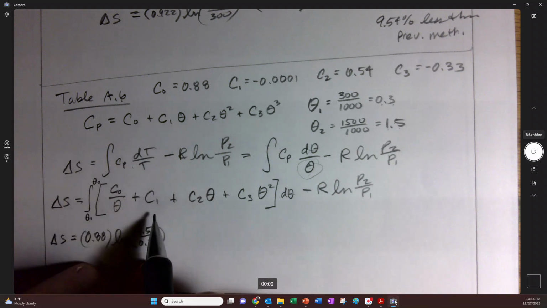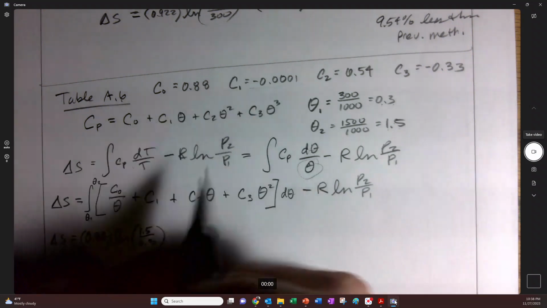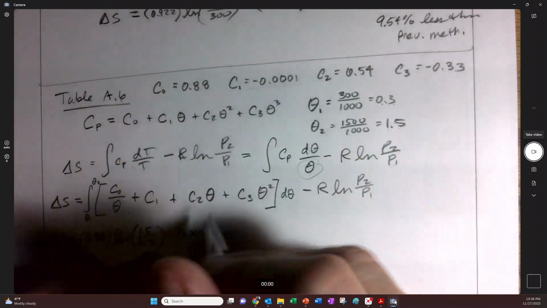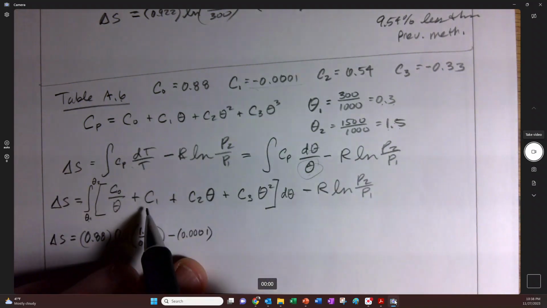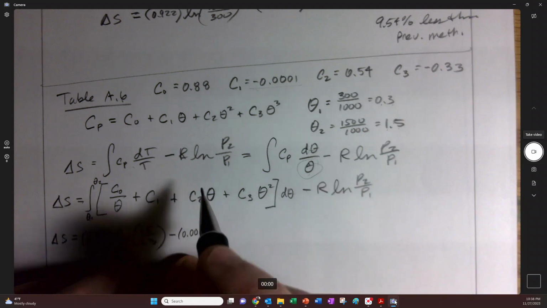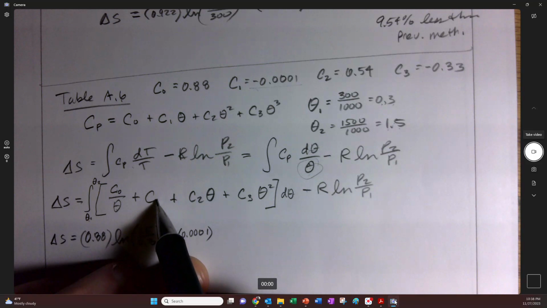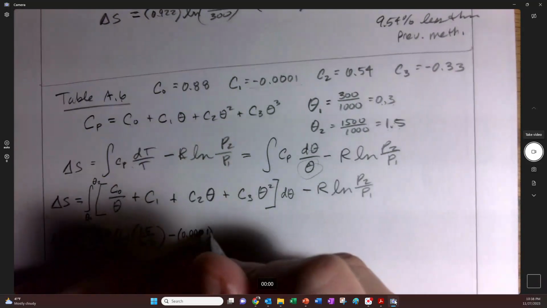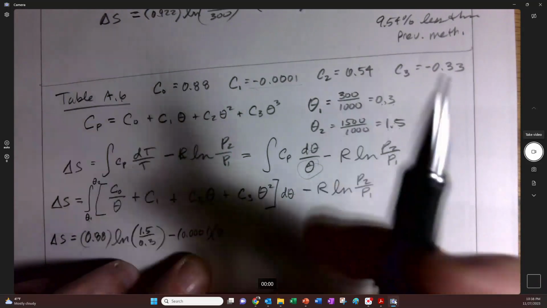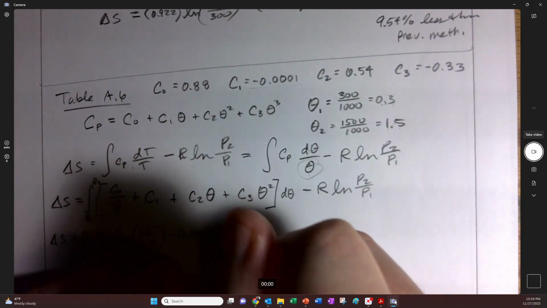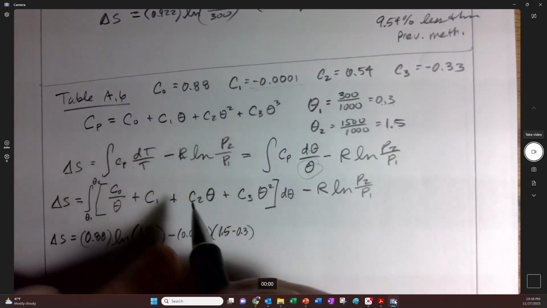And then for this next one, we put in this guy, so it's negative 0.1231. We just put in this one minus this one, because this just integrates into theta, right? So I just wrote it wrong: 1.5 minus 0.3. Okay, so we took care of that.